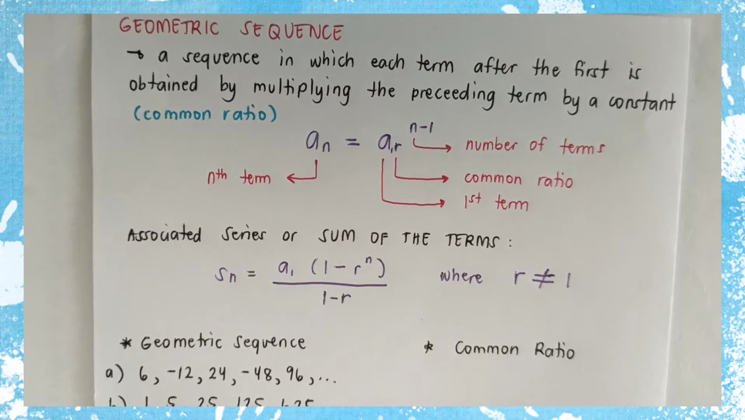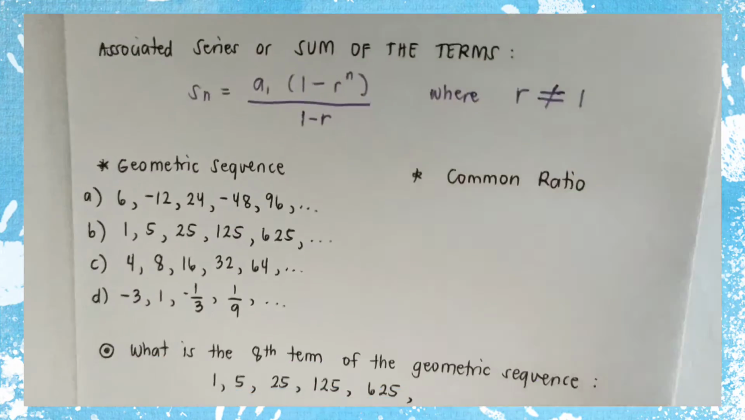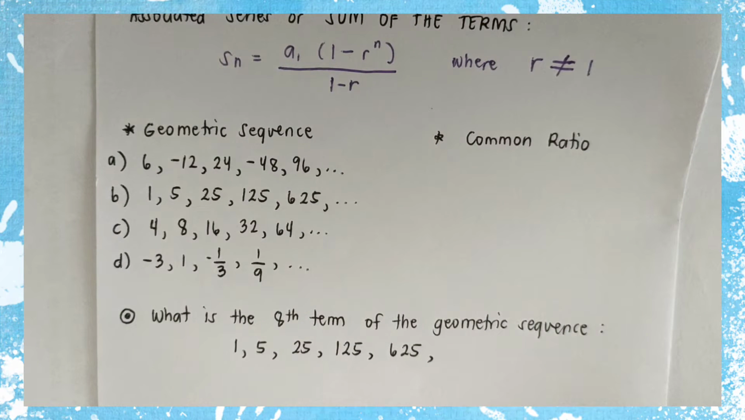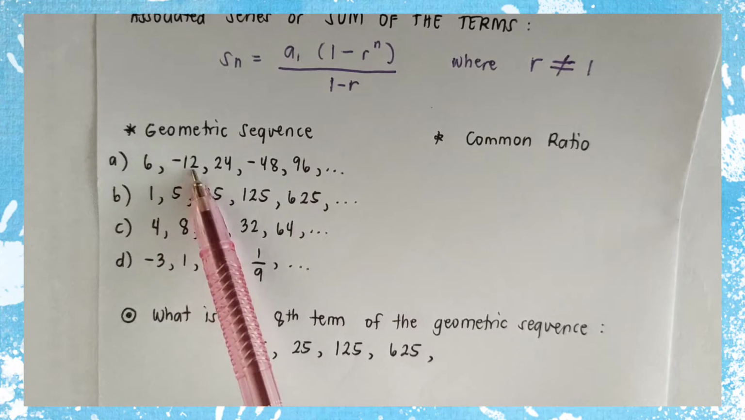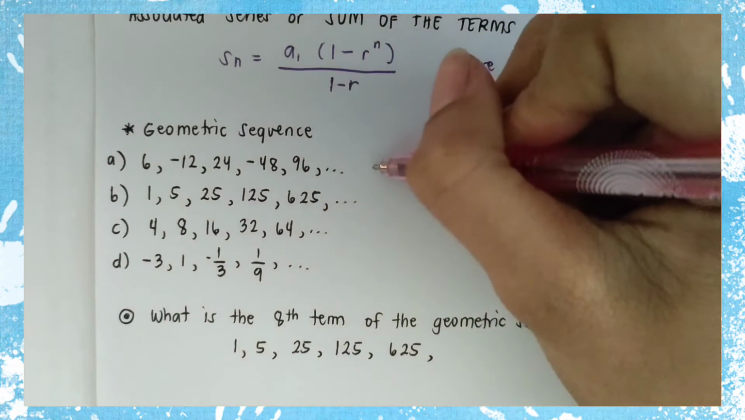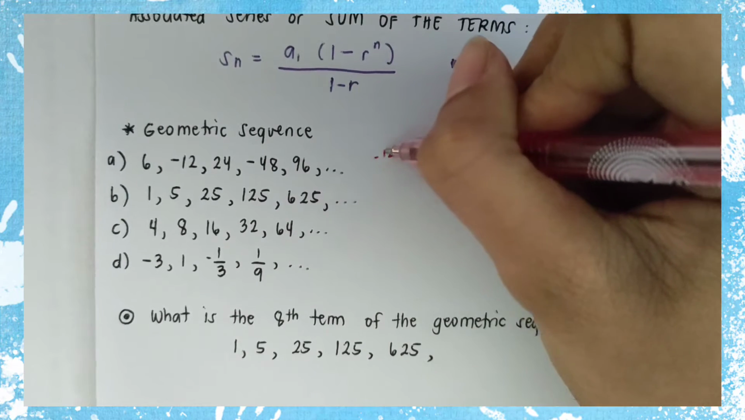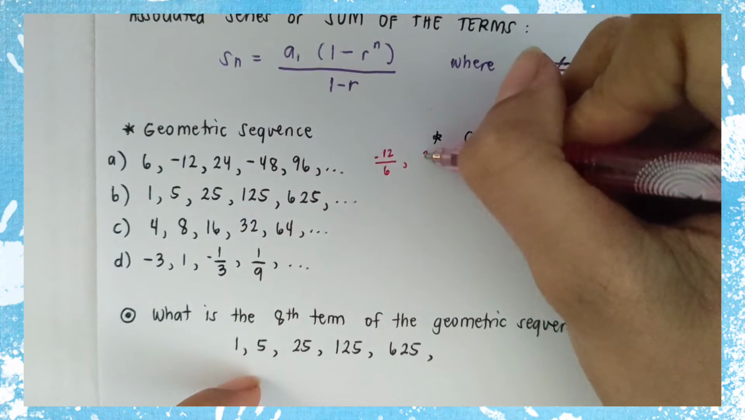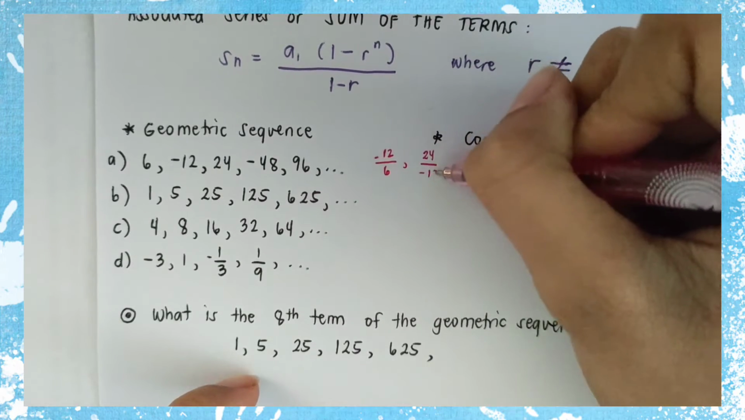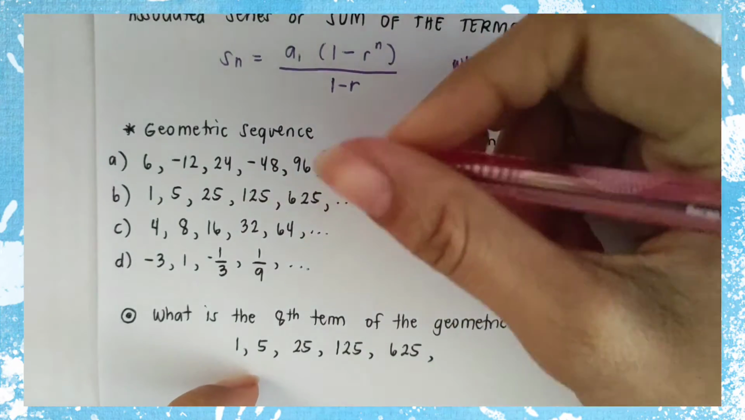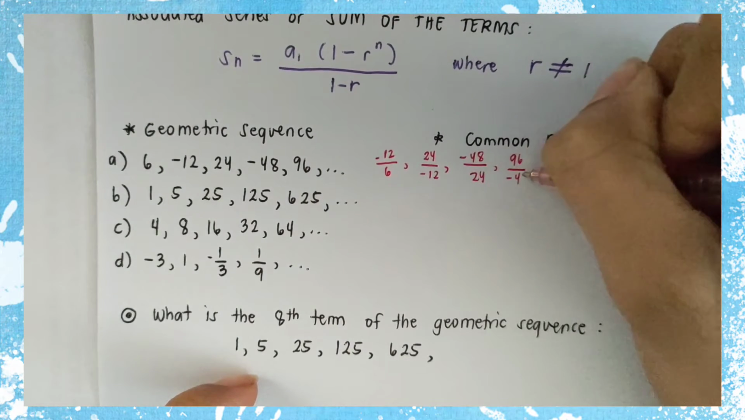Let us try the following examples and let us solve for the common ratio. How do we find the common ratio? We just need to get the second term and the first term. This is the second term, this is the first term, and then we will divide. So let's try. We have negative 12 divided by 6. Next, 24 divided by negative 12. Negative 48 divided by 24. 96 divided by negative 48.